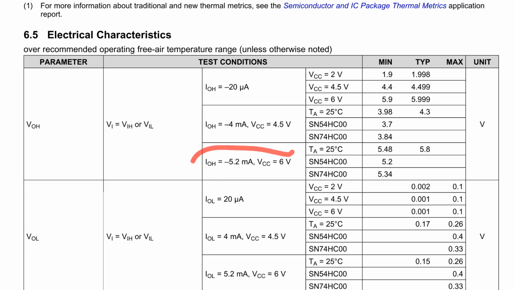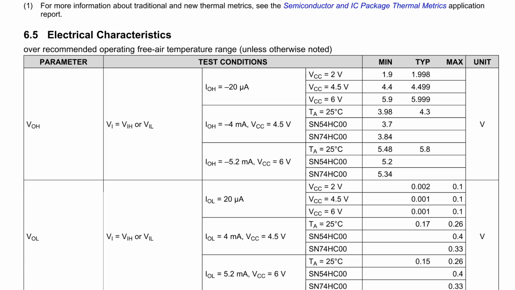Now let's take this example here of VCC equals 6 volts. You'll notice that typically, like minimum, it's not going to output 6 volts, it's going to output 5.5, for example, or nominally typical, say, and this could change with temperature. So the typical value could be 5.8.